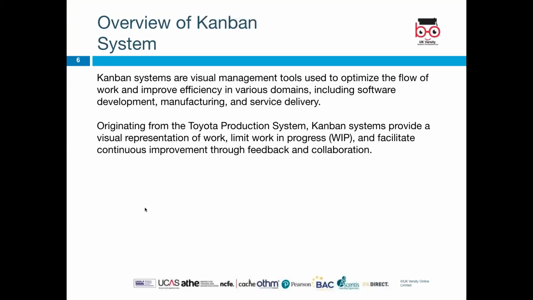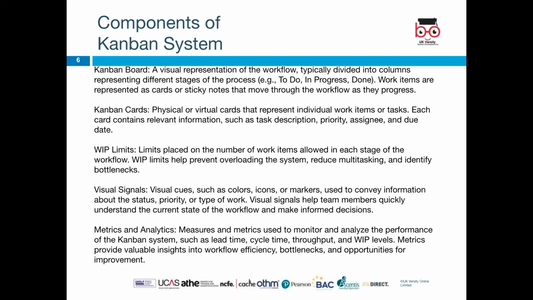Overview of Kanban system. Kanban systems are visual management tools used to optimize the flow of work and improve efficiency in various domains, including software development, manufacturing, and service delivery. Originating from the Toyota Production System, Kanban systems provide a visual representation of work, limit work in progress, and facilitate continuous improvement through feedback and collaboration. Components of a Kanban system: first of all, we have the Kanban board, Kanban cards, WIP limits, visual signals, and metrics and analytics.